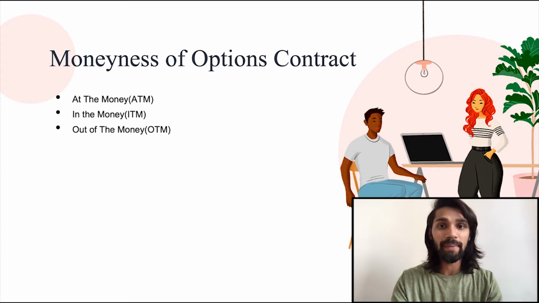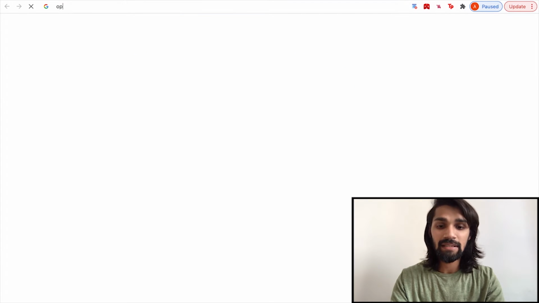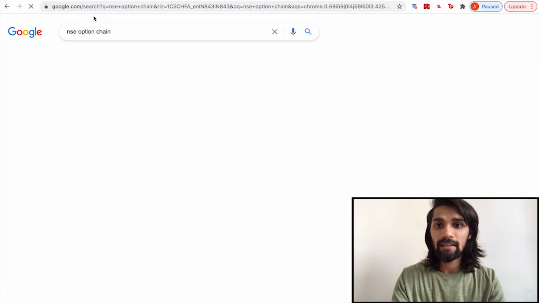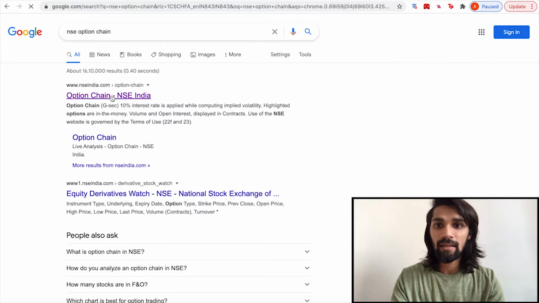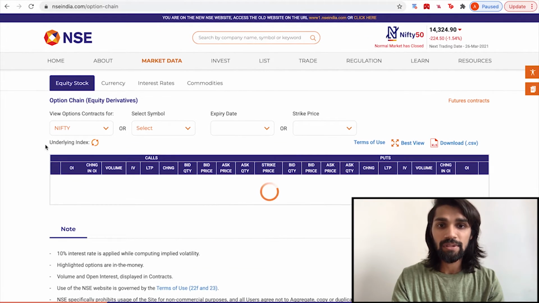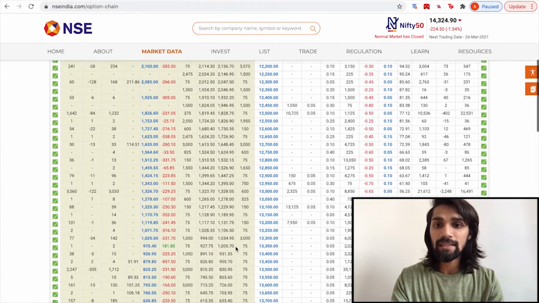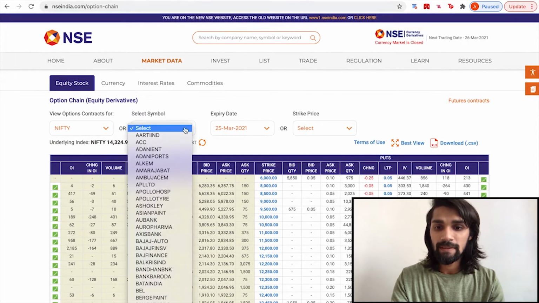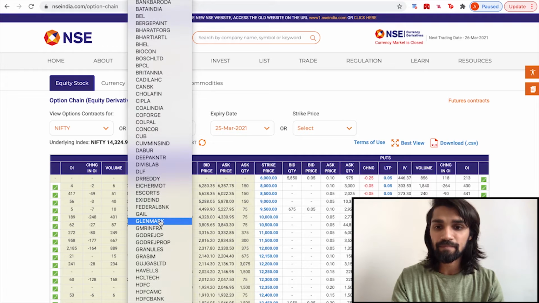So before I begin, let me just show you an option chain. What you can type is NSE option chain, and you can open the first link, and this is how an option chain looks like. Let's take an example of a stock, Infosys. So let's search for Infosys.